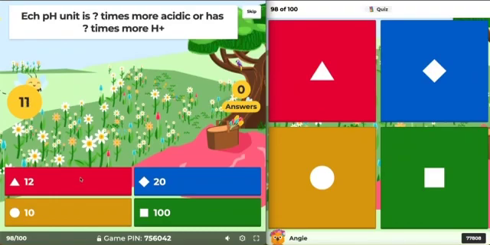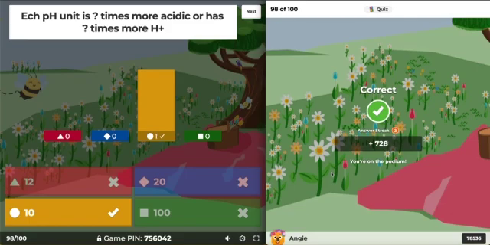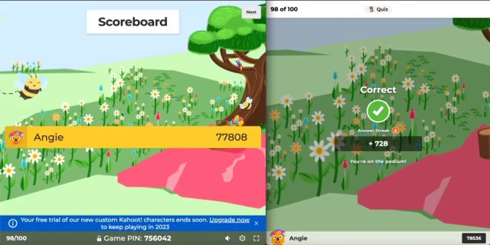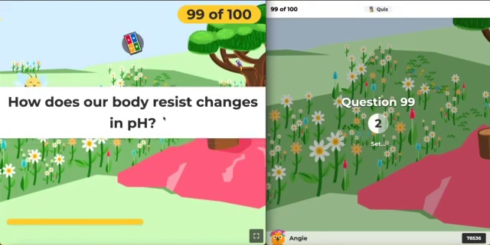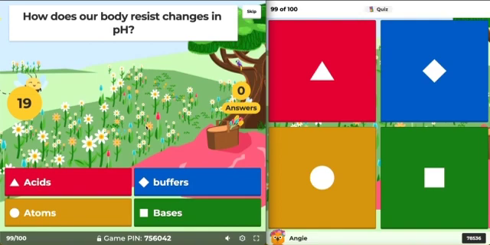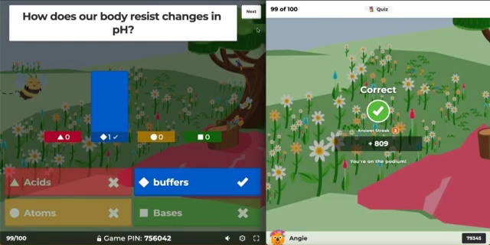Hydrogen ions. So it is 10. It has 10 more hydrogen ions. How does our body resist changes in pH? So our body resists changes in pH through these things called buffers. So buffers are how our body is going to resist them.